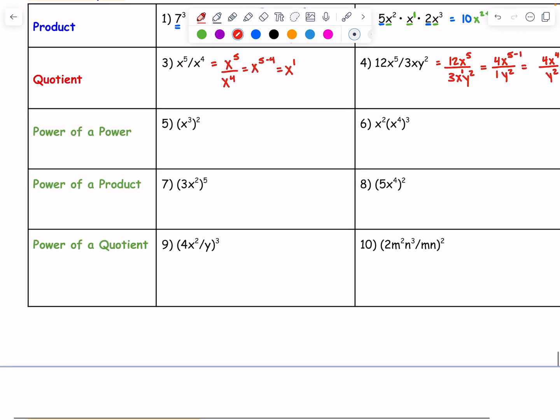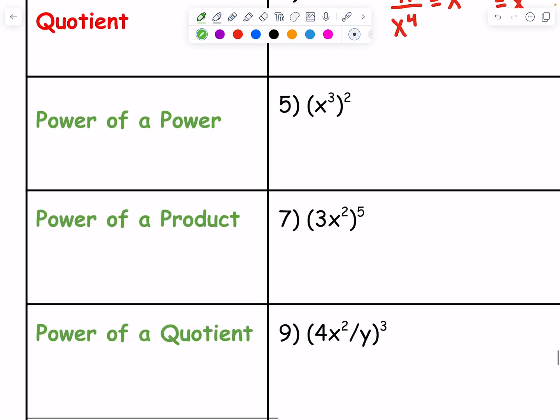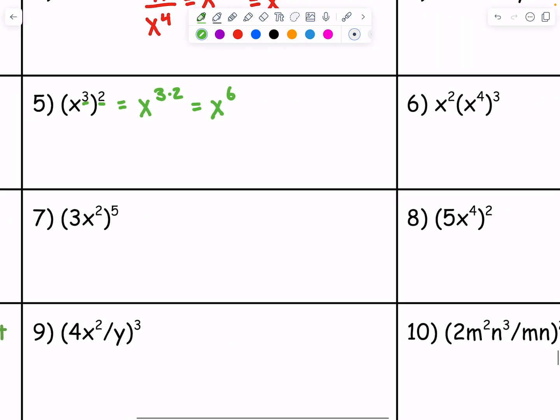All right, let's look at a few more of the power properties. So we have x cubed squared. We just want to take those two and multiply them together. So 3 times 2 would give us x to the 6th power. And that's it for that one.